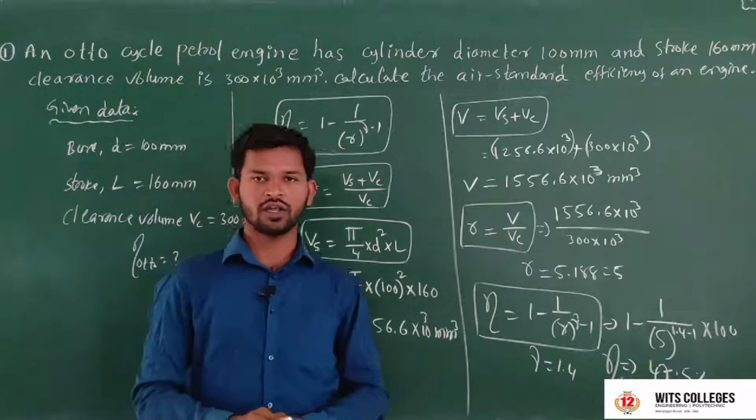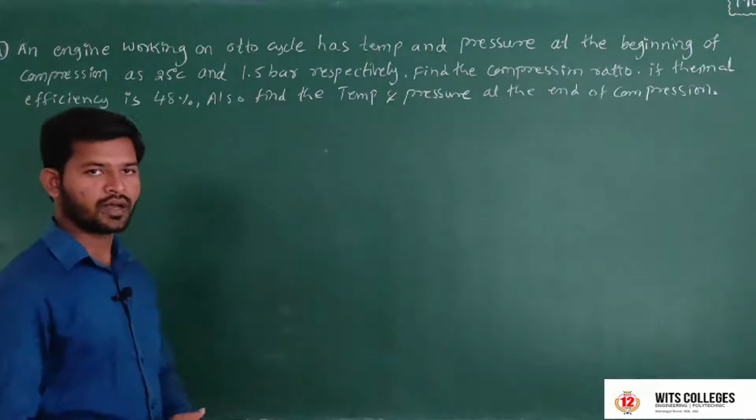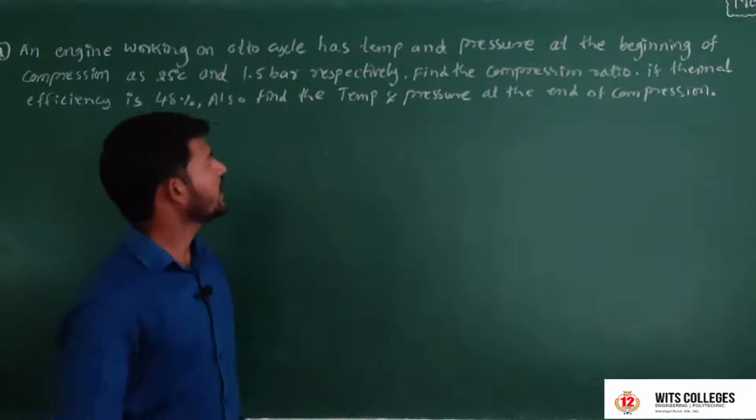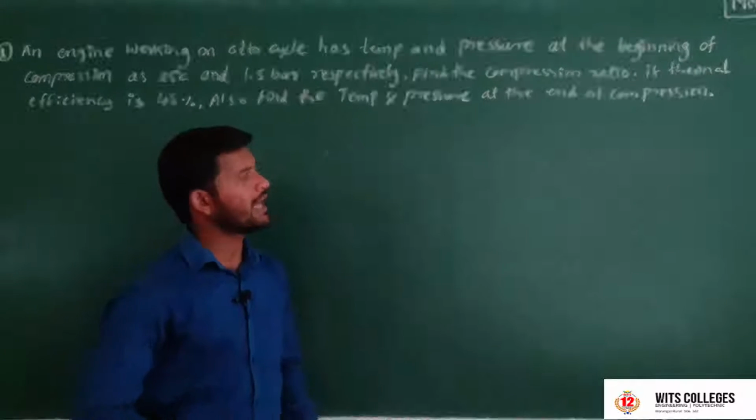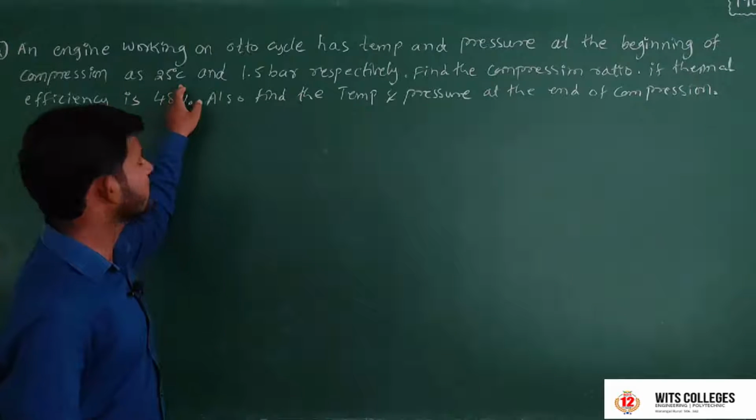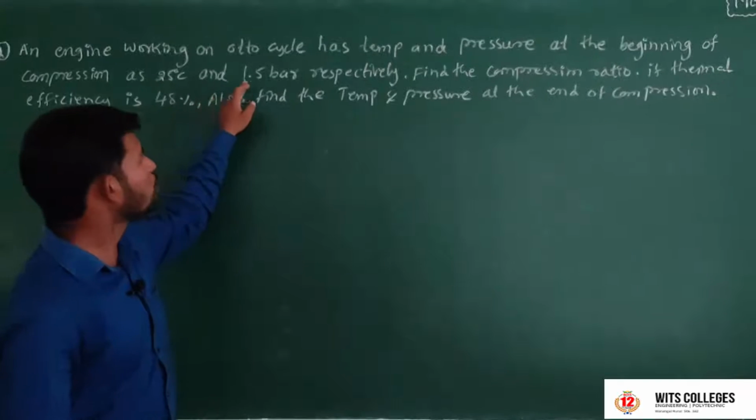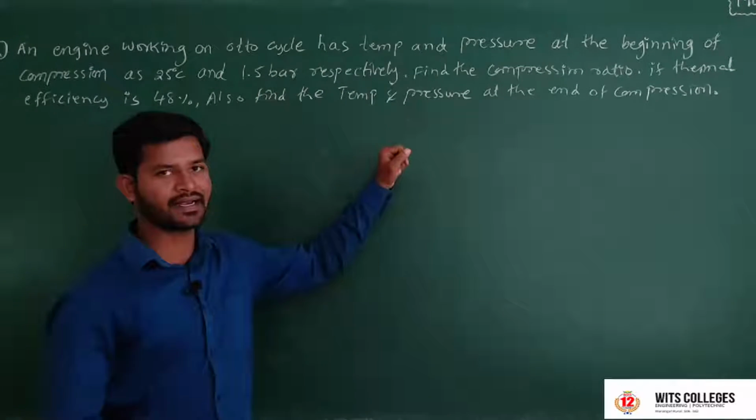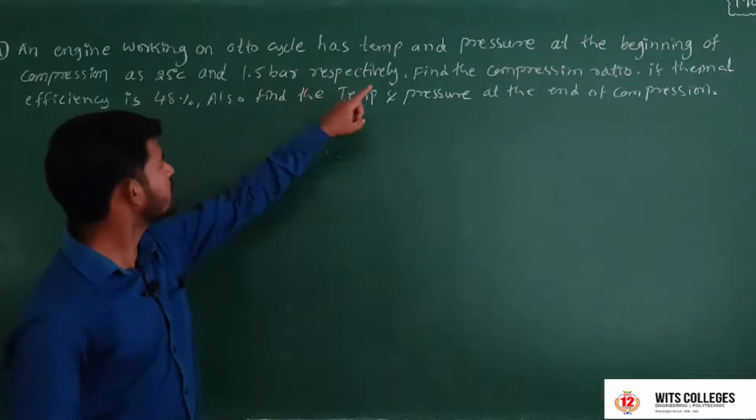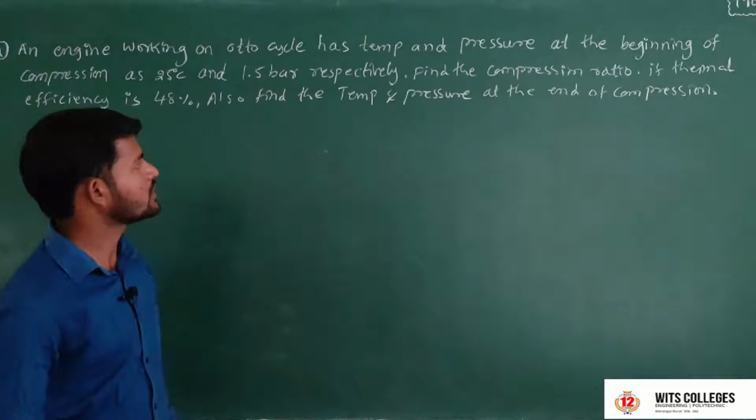Okay, and we see another problem. This is another problem of Otto cycle. In this problem, an engine working on an Otto cycle has temperature and pressure at the beginning of compression as 25 degrees centigrade and 1.5 bar respectively. Okay? Here temperature is 25 degrees centigrade and pressure is 1.5 bar is given.